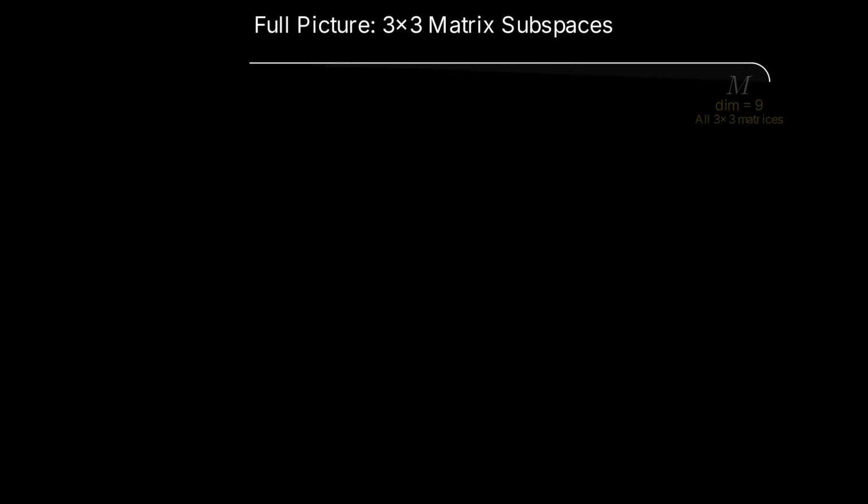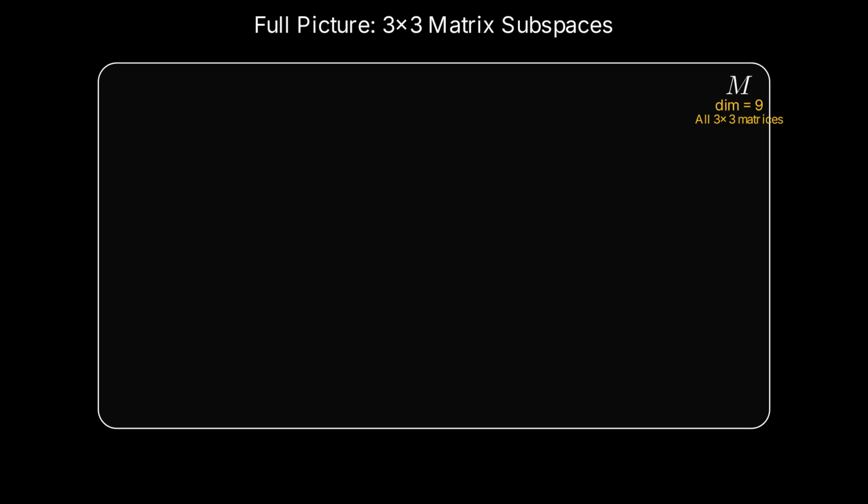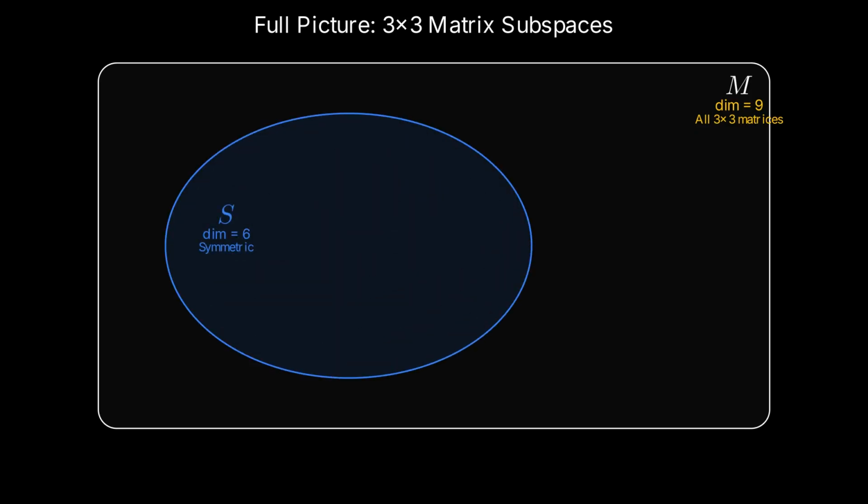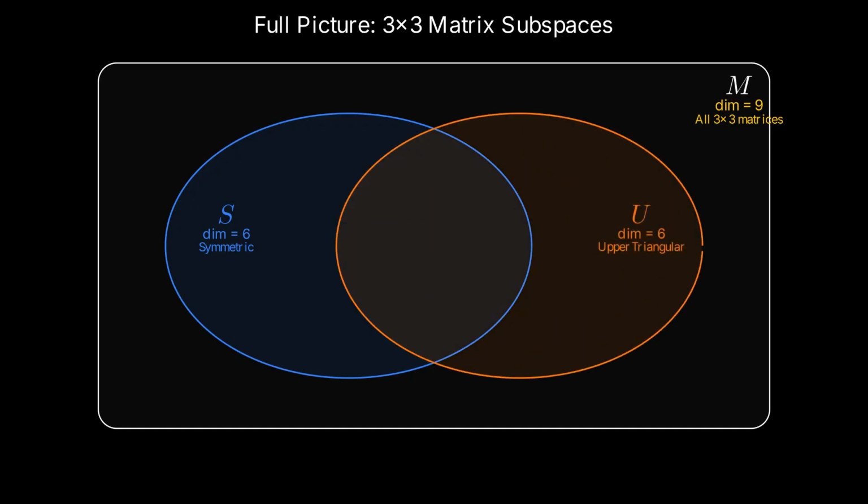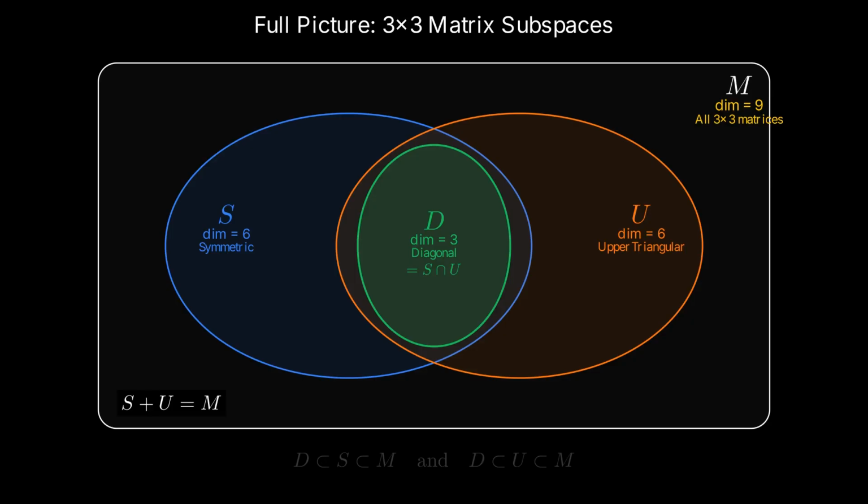Let's see the full picture for our example. The outermost space is M, the space of all 3 by 3 matrices with dimension 9. Inside it, we have two large overlapping subspaces, S, the symmetric matrices, with dimension 6, and U, the upper triangular matrices, also with dimension 6. Their sum, S plus U, fills all of M, and their intersection, D, the diagonal matrices, sits right in the center with dimension 3.